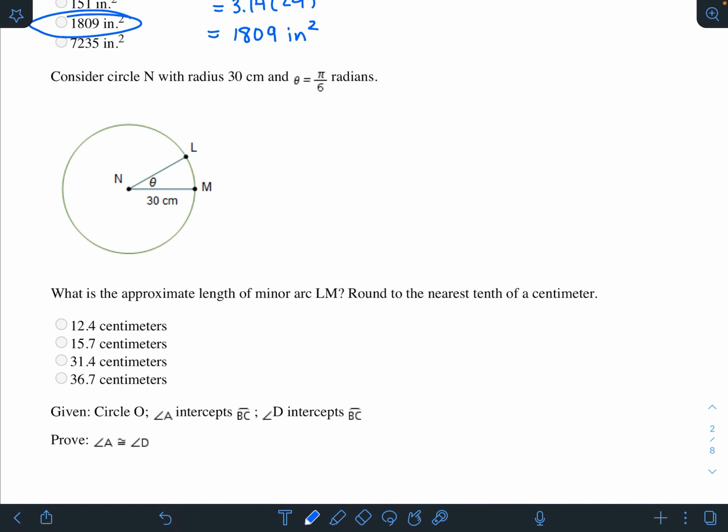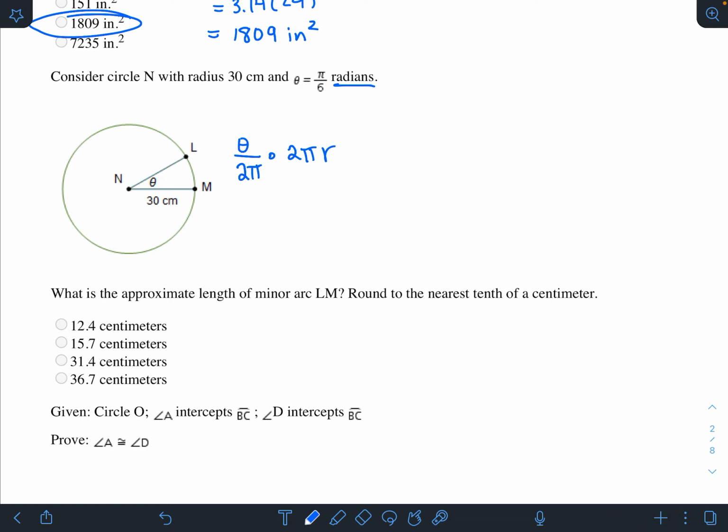Okay, consider circle N with radius of 30 centimeters and theta is pi over 6 radians. What is the approximate length of minor arc LM? Round to the nearest tenth of a centimeter. Okay, so here you'll need to find the arc length. And to do that, since we are talking in radians, it's going to be your central angle over 2 pi times 2 pi r. This part, theta over 2 pi, gives us how much of the circle we're looking at, times the circumference 2 pi r.